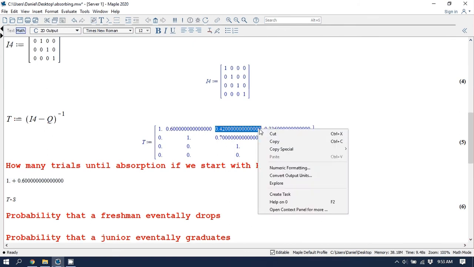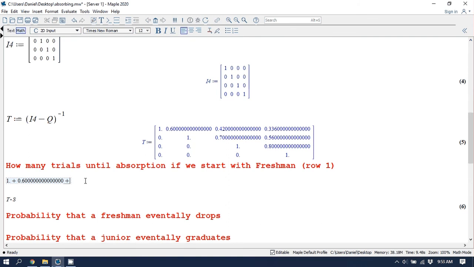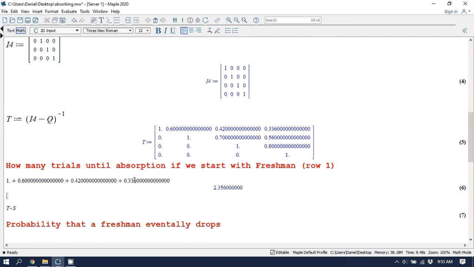the sum of them gives you an estimation, expected number of trials until absorption. And again, absorption in our context means either graduate or dropped. So again, we kind of expect this number, right? Because there are 4 years in college. Each year there is a chance to actually drop. So, and then in the last year there's a chance to drop or graduate. So on average, it takes 2.35 trials to reach one of these states, graduate or dropped.